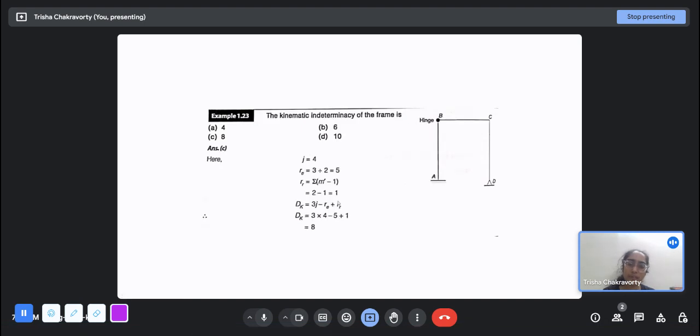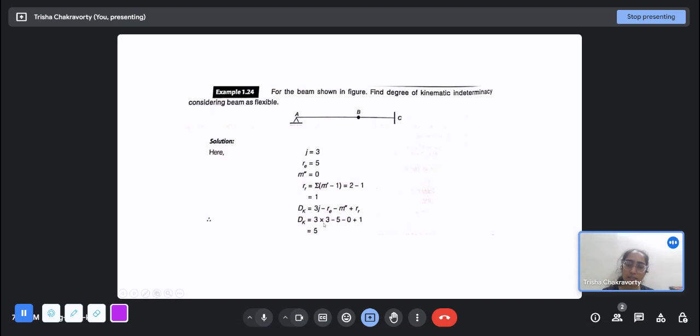And the kinematic indeterminacy of a frame, let us see. So this is a hybrid joint, this hinge. J is 4 because there are 4 joints. The number of support reactions is 3 from this fixed support and 2 from the hinge support, so 5. And at this hybrid joint, two members are meeting, right? So rr is sigma m dash minus 1, 2 minus 1 is 1. And there are no actually rigid members mentioned, so the formula reduces to 3j minus re plus rr, that is 8.